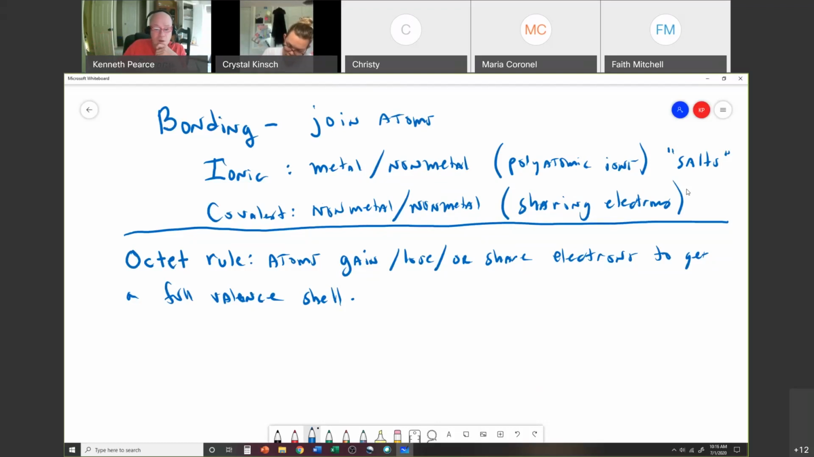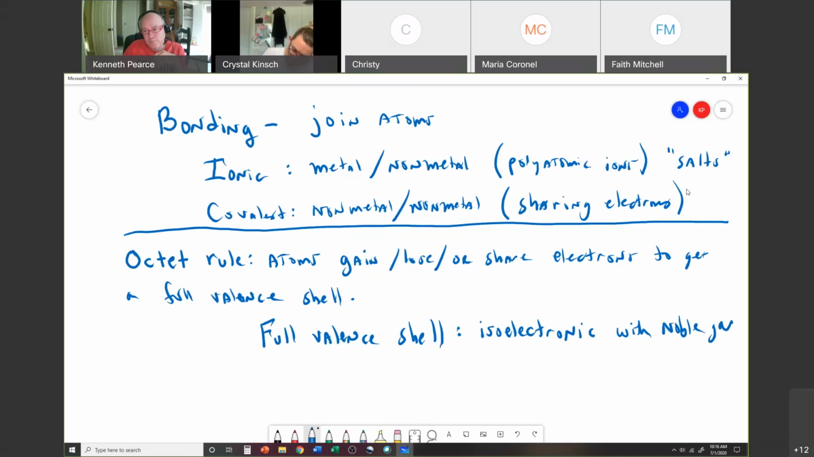Now, what do we mean by a full valence shell? Generally when we say full valence shell, what we mean, though not always the case, is isoelectronic with a noble gas. What is iso? I used the fancy word this morning, isoelectronic. All it means is that you have the same number of electrons as a noble gas. And if you have the same number of electrons as a noble gas, you also have the same electronic configuration, because electronic configuration is generally driven by how many electrons you have.